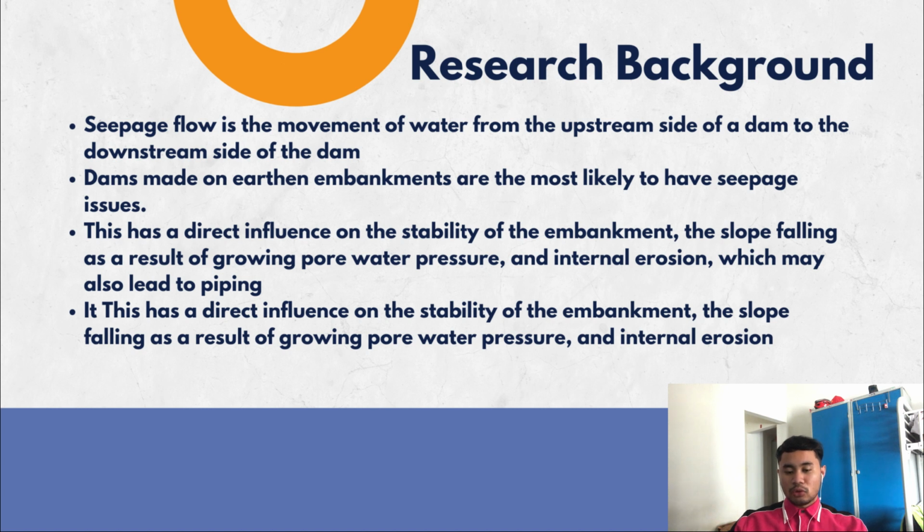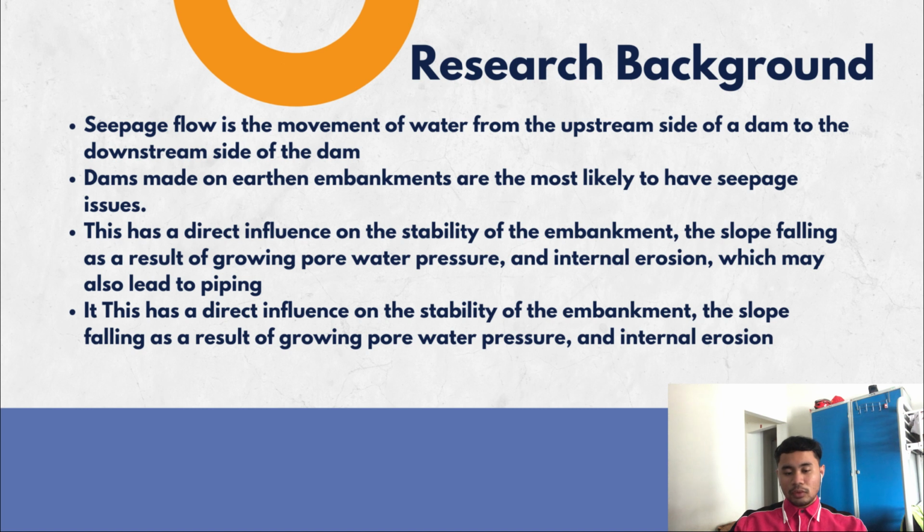So my research background is more about the seepage. So what is seepage? Seepage is flow or movement of the water from the upstream side of a dam to the downstream side of a dam via an embankment and from below the foundation or base of the dam. So this water movement takes place in a dam. So we all know that dams made on earthen embankment are most likely to have seepage issues.